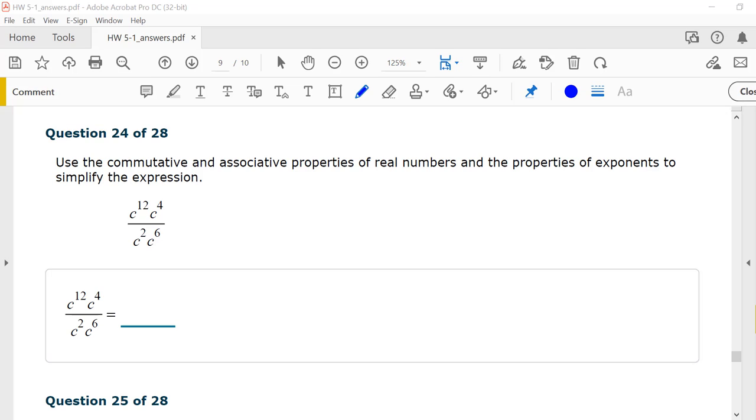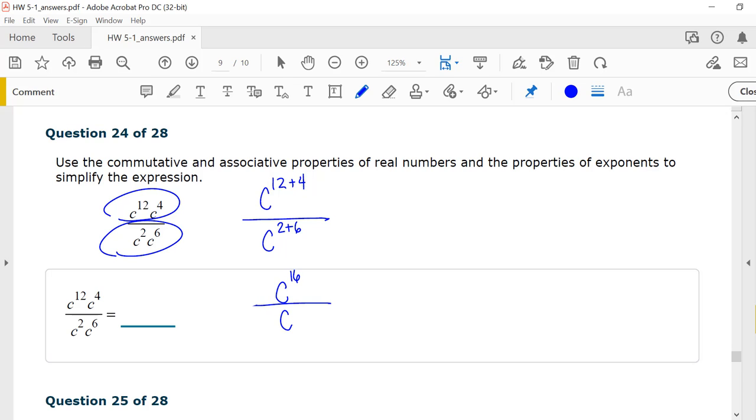Number 24. C to the 12, c to the 4 over c to the 2, c to the 6. Okay, up top, I can write that as c to the 12 plus 4. In the denominator, I can write that as c to the 2 plus 6. So I get c to the, what's 12 plus 4? 16. Over c to the 2 plus 6 is 8. Now I'm dividing like bases, so that's c to the 16 minus 8, which is c to the 8.